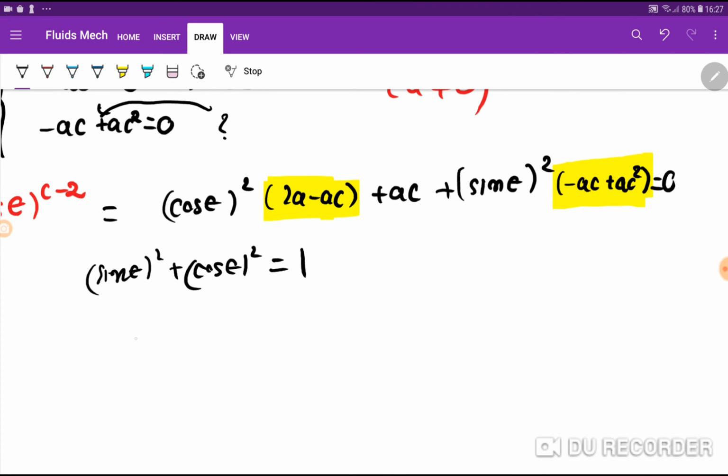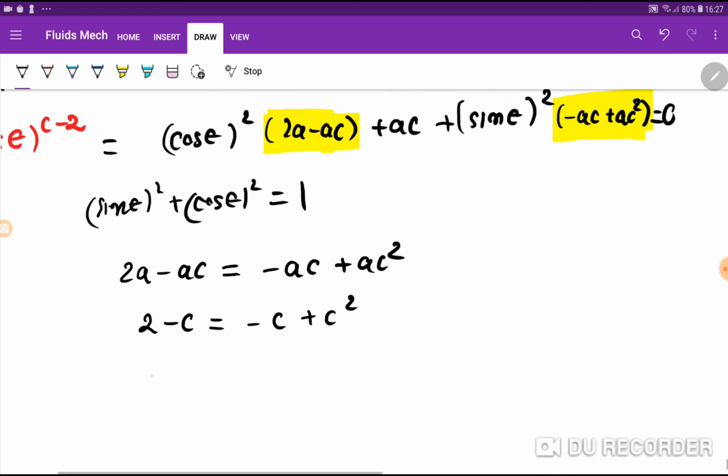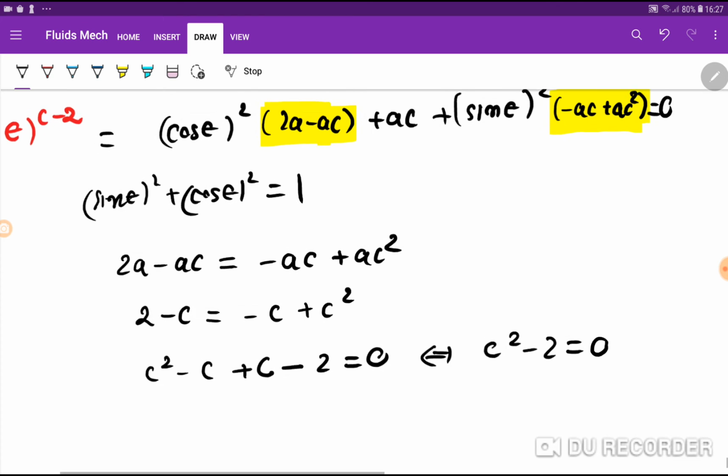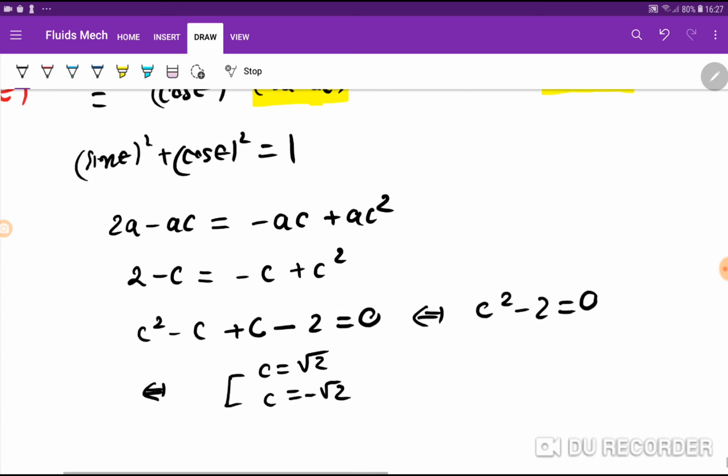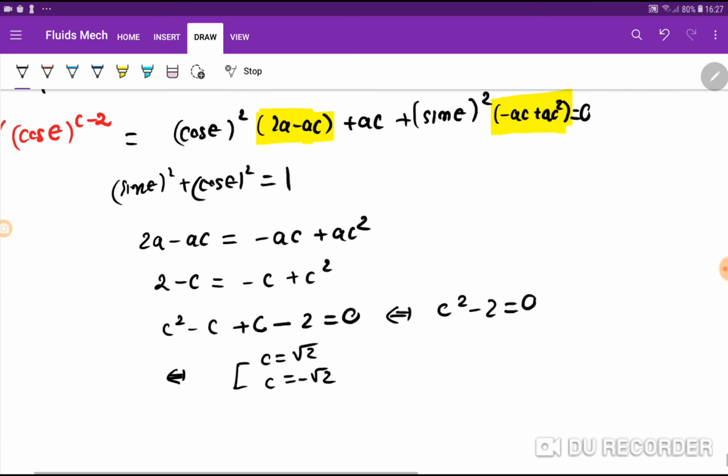So let's do it. I'm going to set 2a minus ac equal to negative ac plus ac square. I'm going to divide both sides by a because a is not 0. 2 minus c equals negative c plus c square. So c square minus c plus c minus 2 equals 0. So we have c square minus 2 equals 0. So c equals square root of 2 and c equals negative square root of 2. Now let's see what we can factor out, and then we find a.